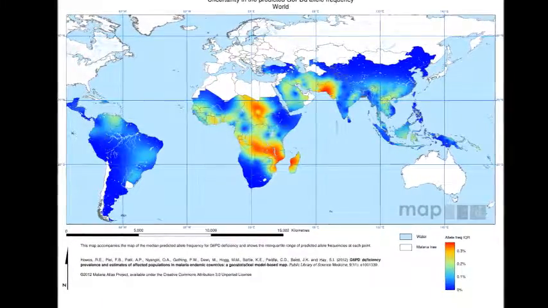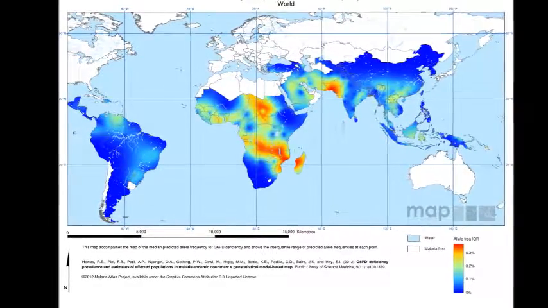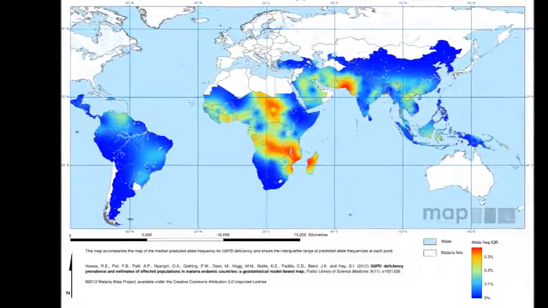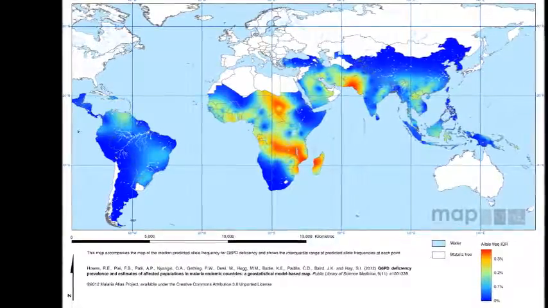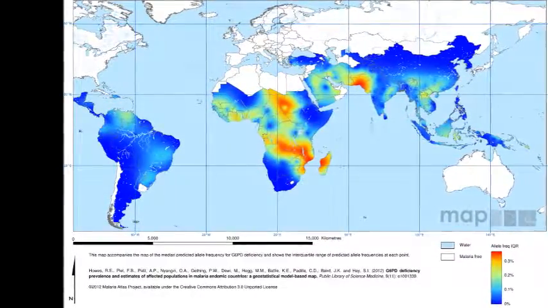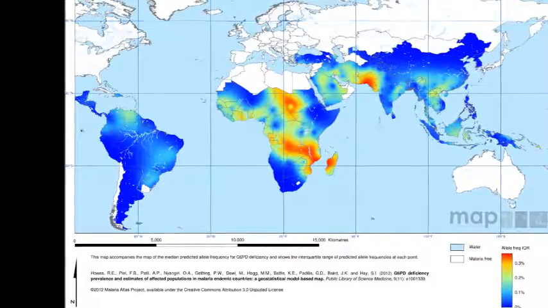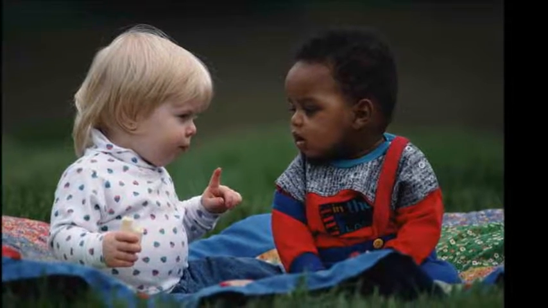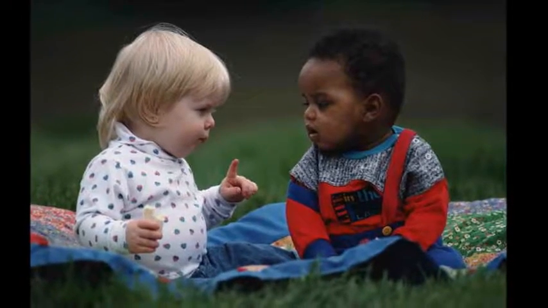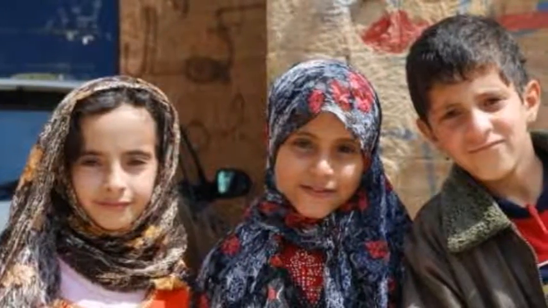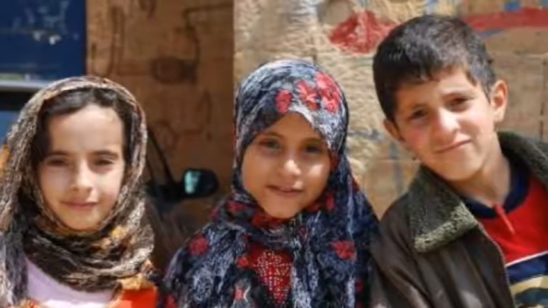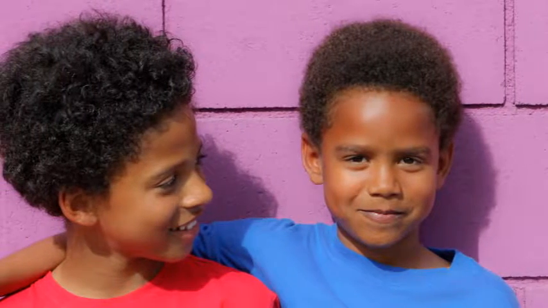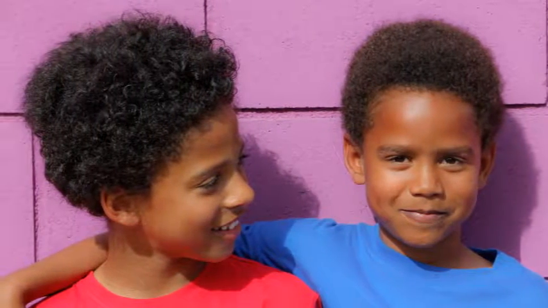G6PD deficiency is the most common enzymatic disorder of red blood cells, affecting 400 million people worldwide. G6PD deficiency affects all races. The highest prevalence is in persons of African, Asian, or Mediterranean descent. The severity of G6PD deficiency varies significantly among racial groups. Variants producing severe deficiency primarily occur in the Mediterranean population. African populations have milder hemolysis due to higher enzyme levels.